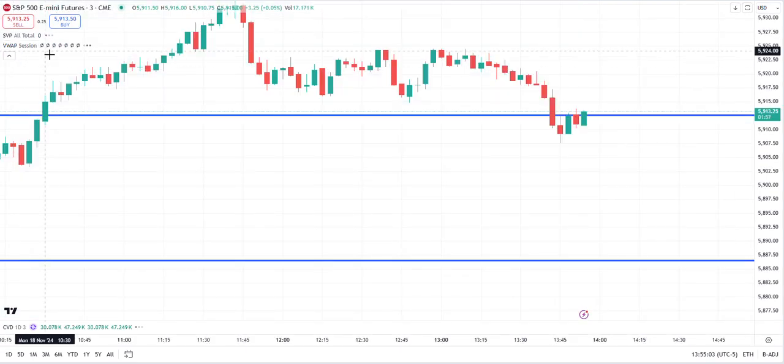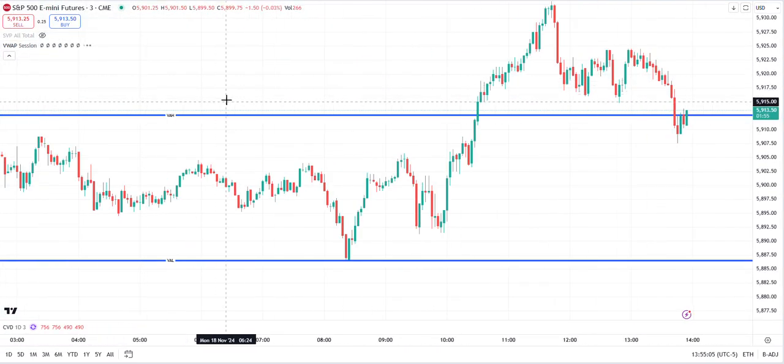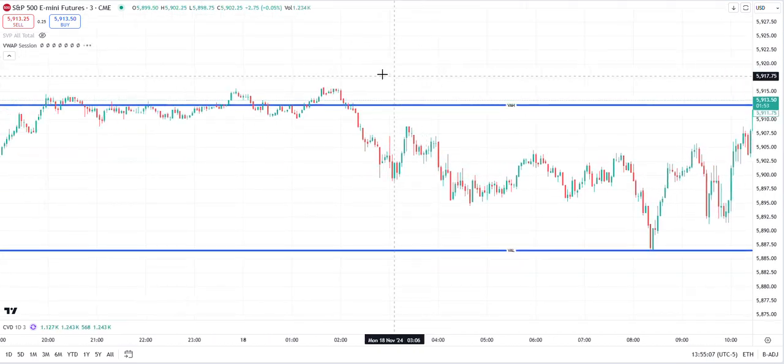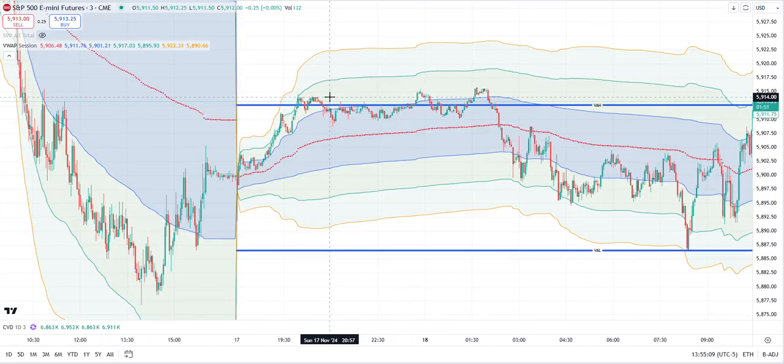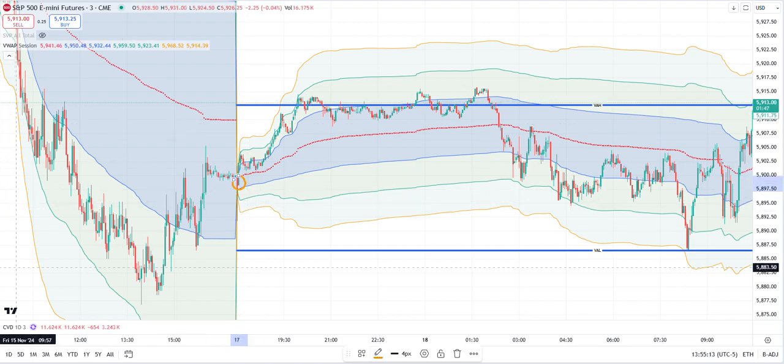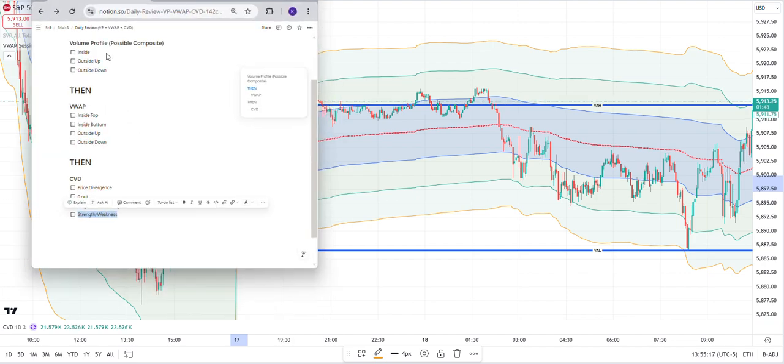Going to the 3-minute chart, open up VWAP, and you can see we're opening inside. Looking at volume profile, are we opening inside, opening outside up, or outside down? VWAP. So we're starting at volume profile.